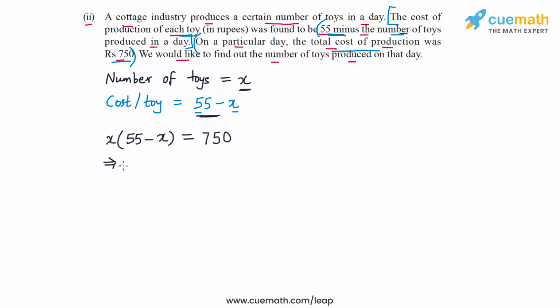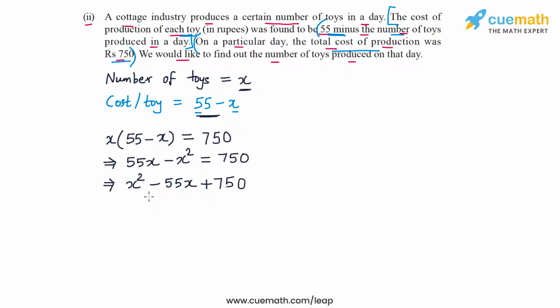So let's simplify this and write it in the standard form. We have 55x minus x square on the left side, equal to 750. Let's take the terms on the LHS to the RHS. So we get x square minus 55x plus 750 equal to 0.